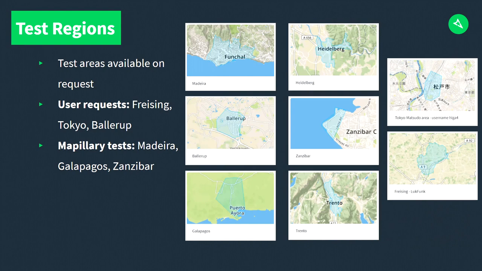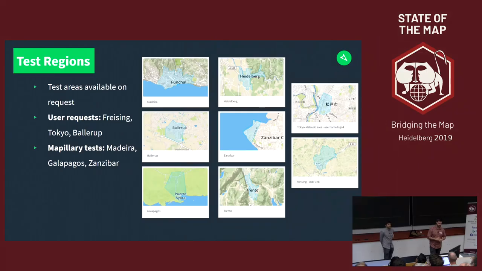So we have this available in a few test regions right now. So you can see the names of the regions here, including Heidelberg. We did some tests with users, specifically just outside of Munich and Freising, in a small area of Tokyo. And we also enabled the data in Ballerup, which is outside of Copenhagen. And then mostly on my end, I was doing specific tests just looking at the island of Madeira in Portugal. The Galapagos Island, where we did a collaboration with a student mapping project, as well as Zanzibar, where we met with the Zanzibar Mapping Institute last year, and Ed and I had the chance to capture a lot of imagery in that area.